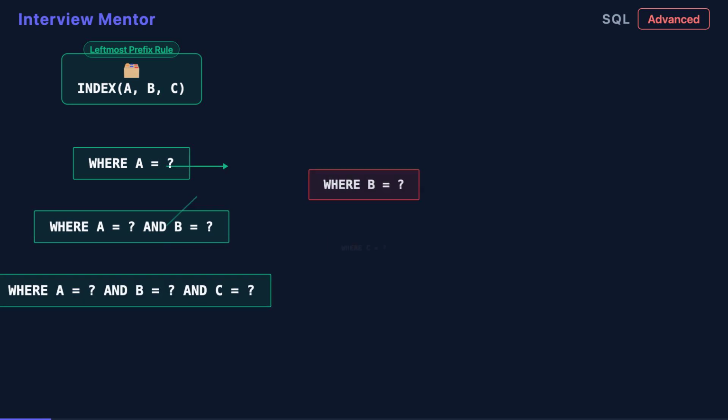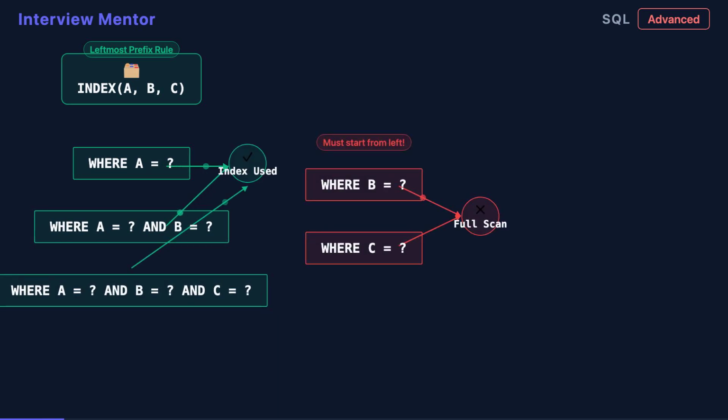First, understand the leftmost prefix rule. A composite index can only be used if your query matches columns from left to right, starting at the beginning. If you have an index on columns A, B, and C, queries filtering on just A work. Queries on A and B work. But a query filtering only on B or only on C, the index is useless. The database has to scan the whole table.